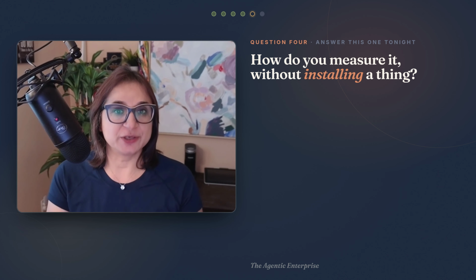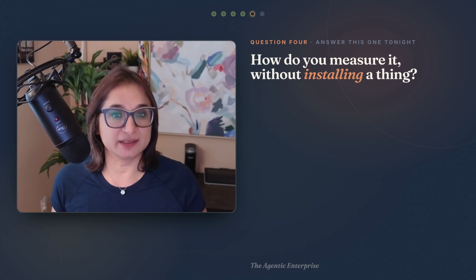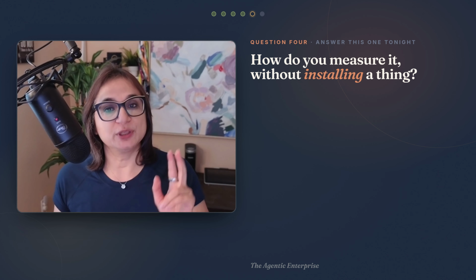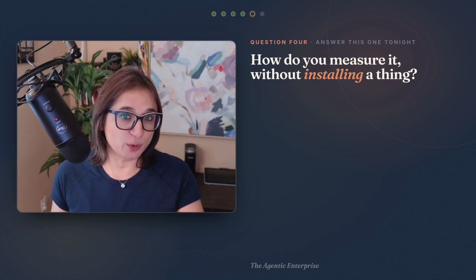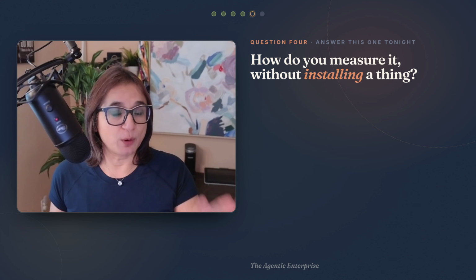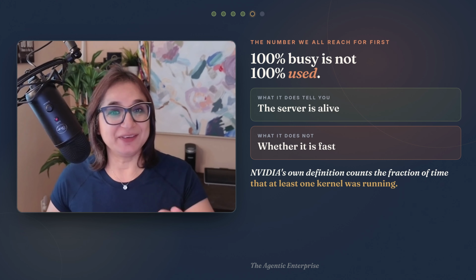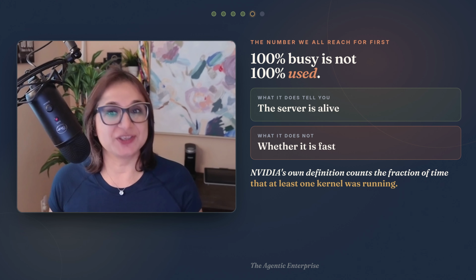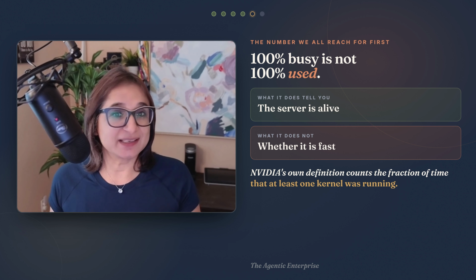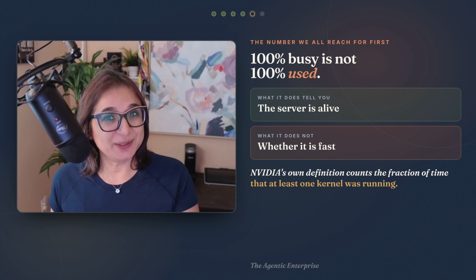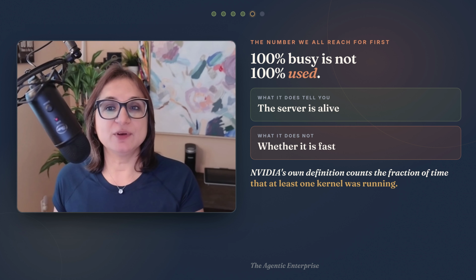So fourth question, and this is the one you can answer tonight. How do you measure which wall without installing a thing? And before I give you the two numbers that do work, I want to warn you about one we all reach for first. I used to do it all the time. You run nvidia-smi and it says GPU utilization is 100%. So your card is completely busy. And is it doing the work you paid for? That number will not tell you.